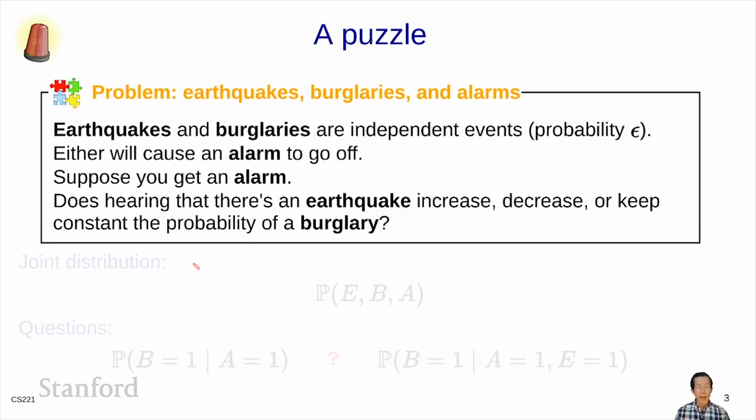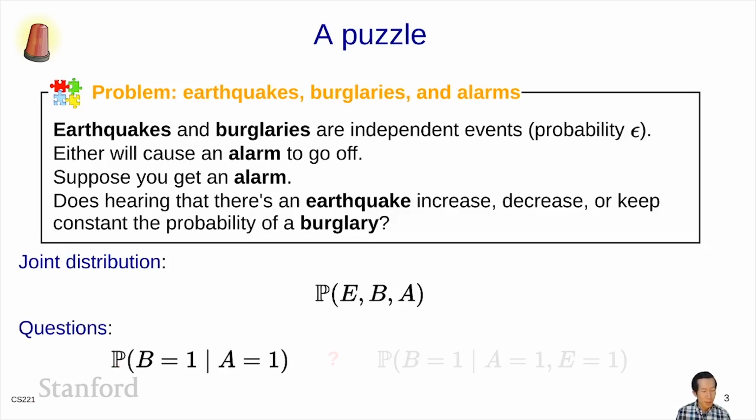So let's try to tackle this problem using Bayesian networks. We're going to define a joint distribution over earthquake, burglary, and alarm. I'll do this in the next slide, but first, let's talk about the questions and convert this word problem into mathematical notation. The two things I want to compare are: what is the probability of there being a burglary given only that I heard an alarm, versus what is the probability of a burglary given that I heard an alarm and I heard that there's an earthquake? Is it smaller, the same, or larger? That's what I want to know.